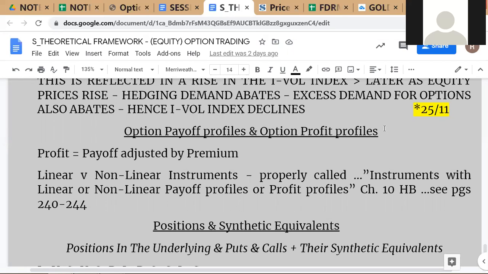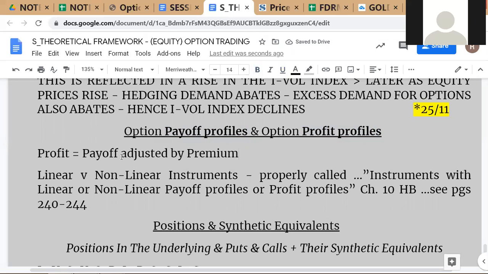So our topic for today that we will start today is payoffs versus profit, payoff profiles versus profit profiles, okay? So this is the topic that we have today, option payoff profiles and profit profiles. So essentially we are focusing on the difference between payoff and profit.